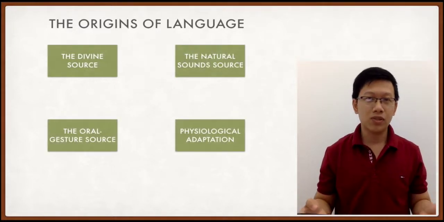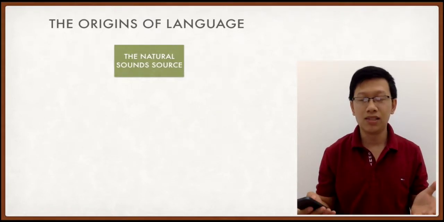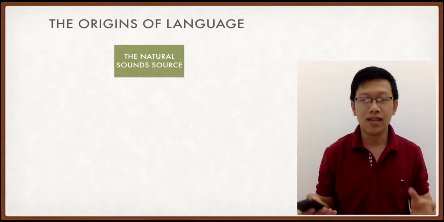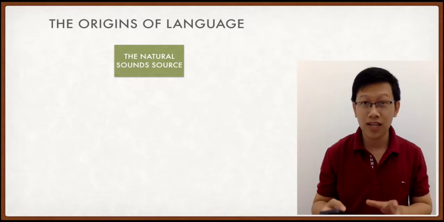The second source of language is the natural sound source. So what is meant by the natural sound source? How is it different from the divine source? Certainly language now doesn't come from a God anymore. It comes from the natural sounds.